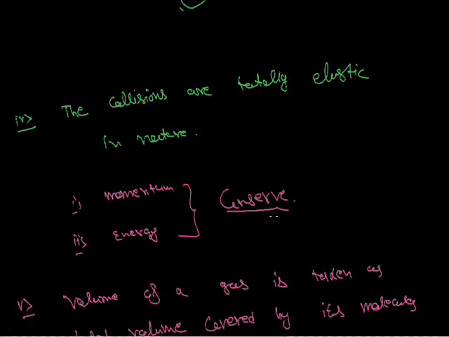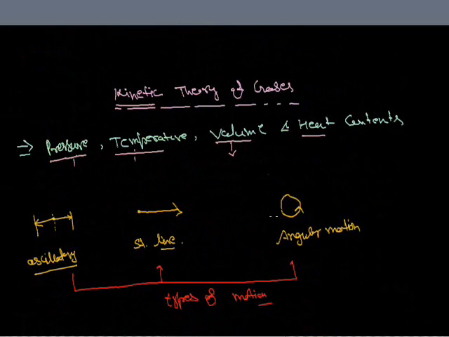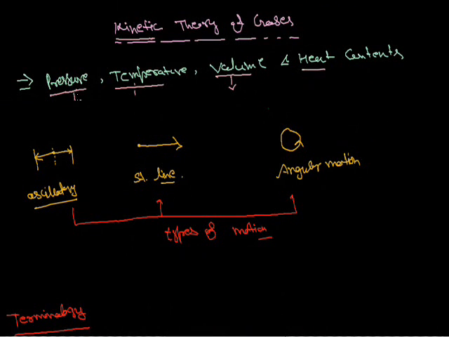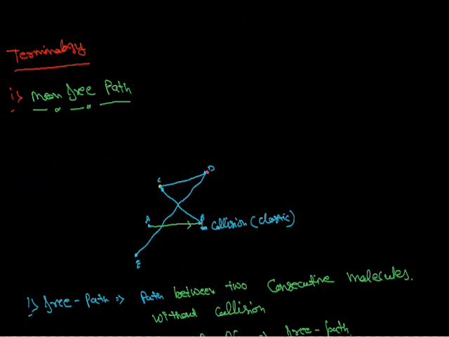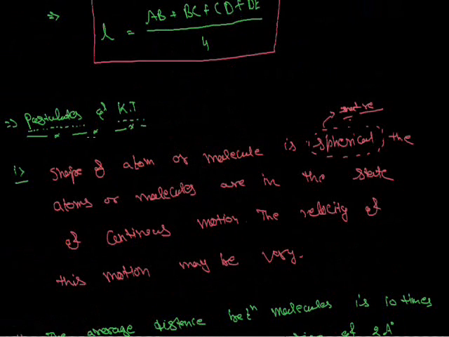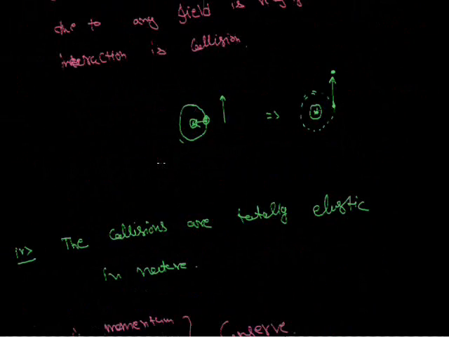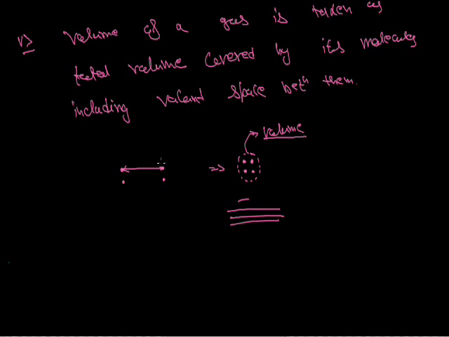So these are the basic postulates which we should keep in mind while studying KTG, that is kinetic theory of gases. So briefly, we stated what we defined: the parameters pressure, temperature, volume, how the effects come into existence. Next we studied what type of motion a gas particle can do: oscillatory, straight line and angular. Then we studied the basic terminology, that is mean free path, and the postulates of kinetic theory. So next we study how the pressure expression will be carried out mathematically in the case of a gas, or how the numerical value will be provided mathematically by using kinetic theory of gases, which will be in the next lecture. Thank you.